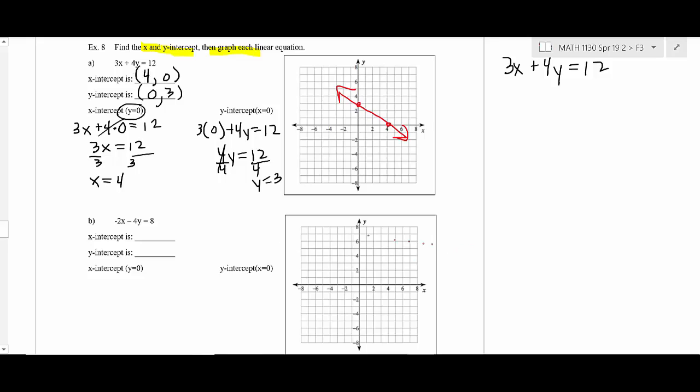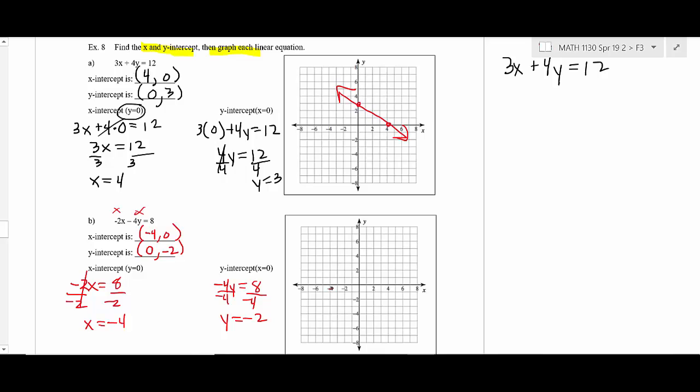Okay, the next one, let's just do this that way. If it's an x-intercept, block off y. So we would have negative 2x equals 8. If it's a y-intercept, block off x. So you would have negative 4y equals 8. You don't have to show the step that you're setting y and x equal to 0. You can do that in your head. So here you would divide by negative 2, so you get x is negative 4. Here you divide by negative 4, so you get y is equal to negative 2. So what you'd end up having is your x-intercept would be negative 4, 0. Your y-intercept would be 0, negative 2. Does everybody understand how I'm doing that in my head?